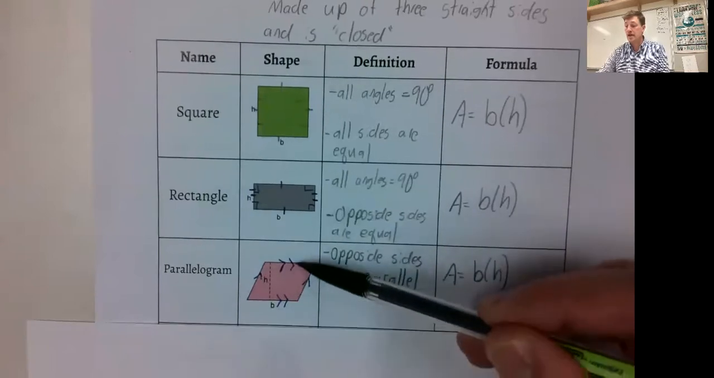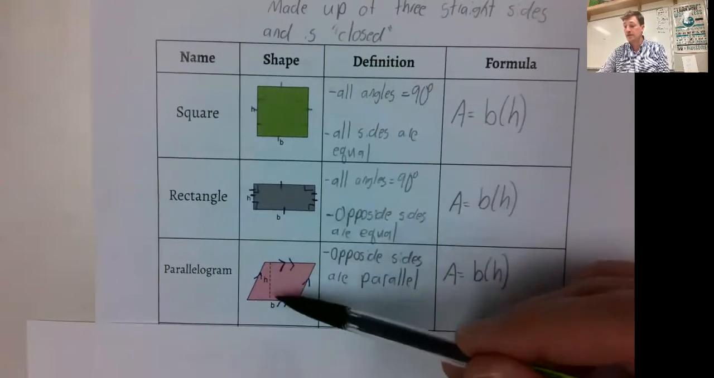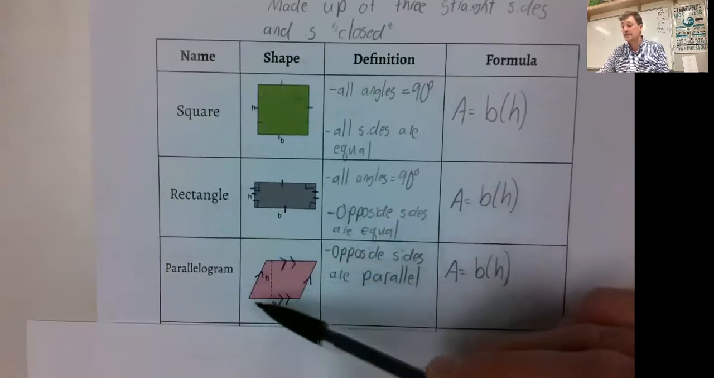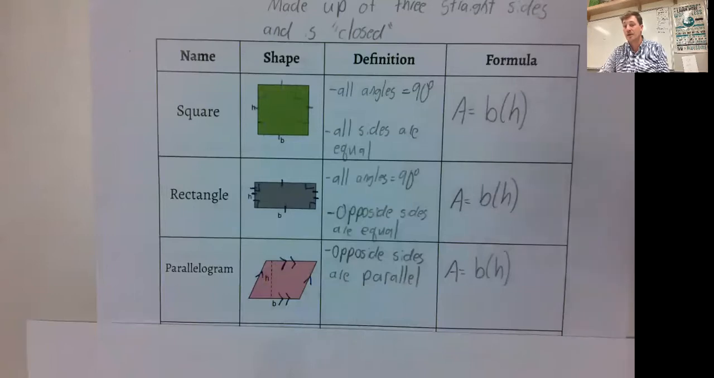So this set of parallel lines, if I were to extend this forever on the top and bottom, they would never intersect. Same thing with the sides. If I were to extend those forever, they would never intersect. To get the area is the same formula as what we've seen, base times height.